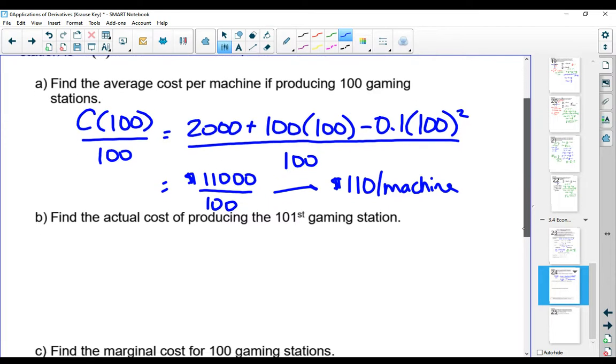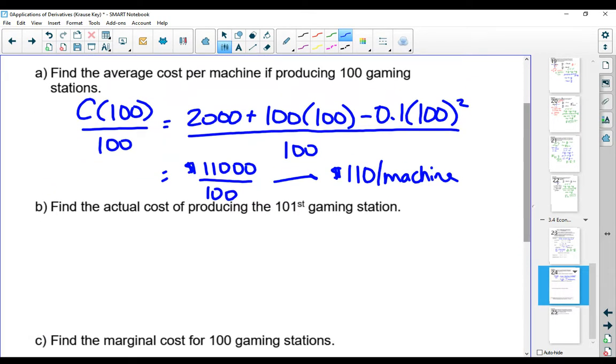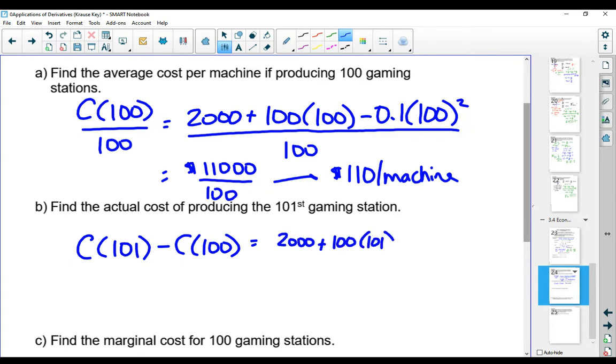Now, what if the company wanted to find out the actual cost to produce just one more gaming station? So the cost to produce the 101st gaming station. Well, that would be the cost to produce 101 machines minus the cost to produce 100 machines. And so if we set that up, the 101 machines would be 2,000 plus 100 times 101 minus 0.1 times 101 squared, minus the cost for the 100 machines above, which we already know is $11,000.